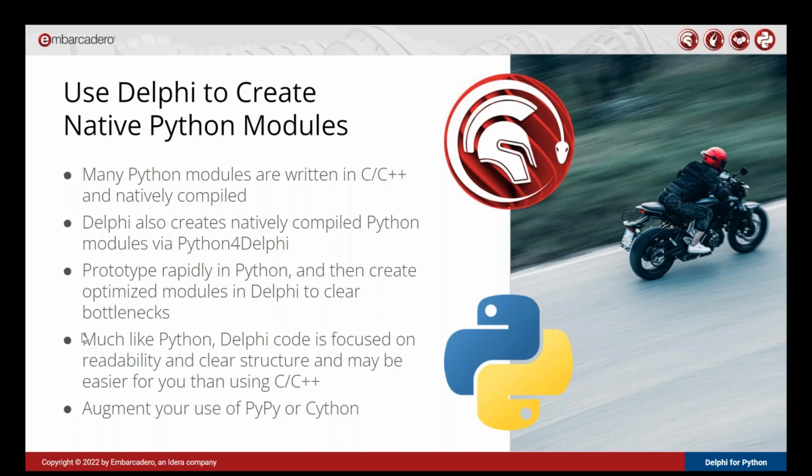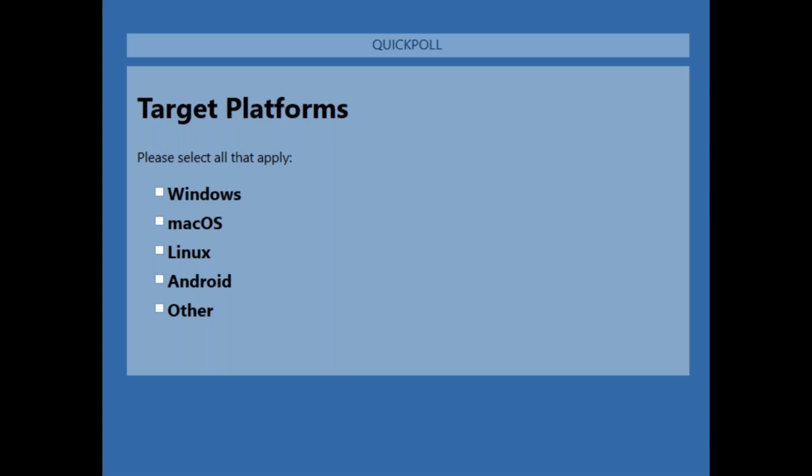So I'm going to go ahead and launch these other polls here. I have a poll here on target platforms. What are the platforms that you want to be able to target in your development, whether it be Delphi or Python, I suppose, either of those development tools? What sort of platforms do you want to develop for? And other would include the Raspberry Pi or such.